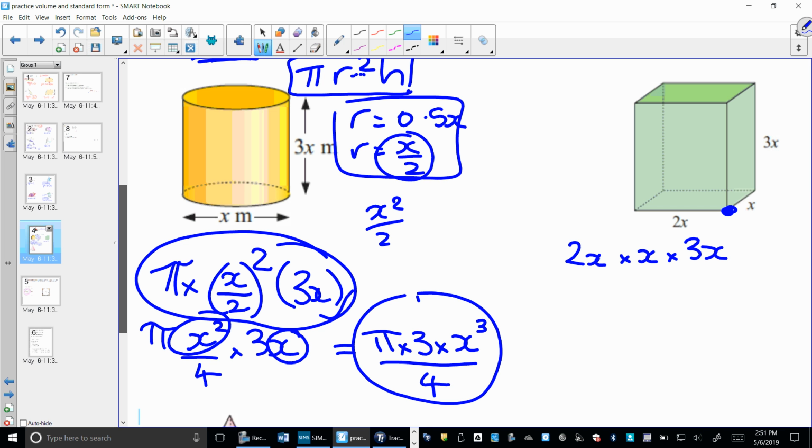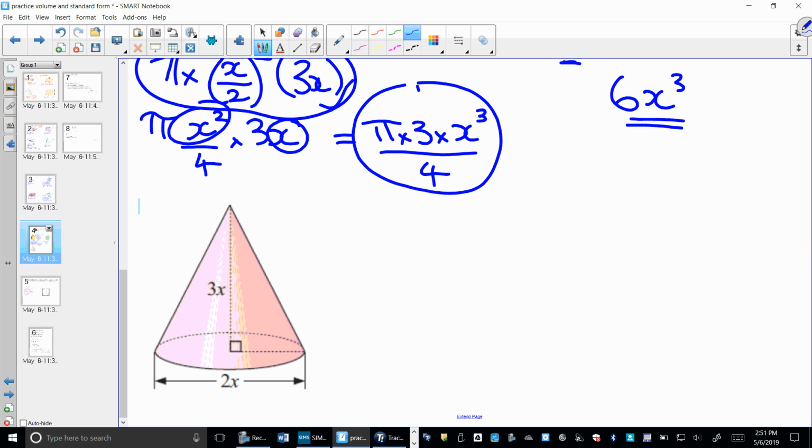Now, we've done things like this by simplifying. They're being multiplied together, so I can deal with my 2 and my 3. What's 2 multiplied by 3? 6. And then I've got x multiplied by another x multiplied by another x. x cubed. Done. How simple was that one? That was a really nice one.